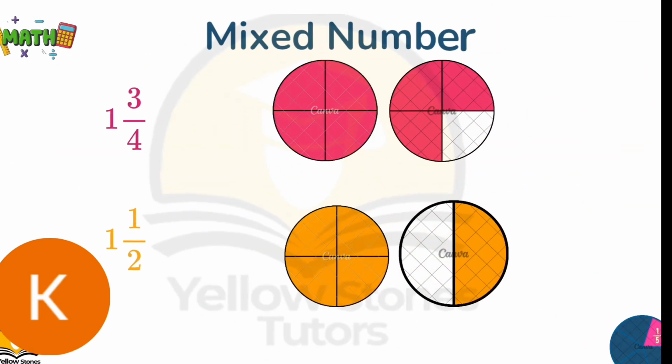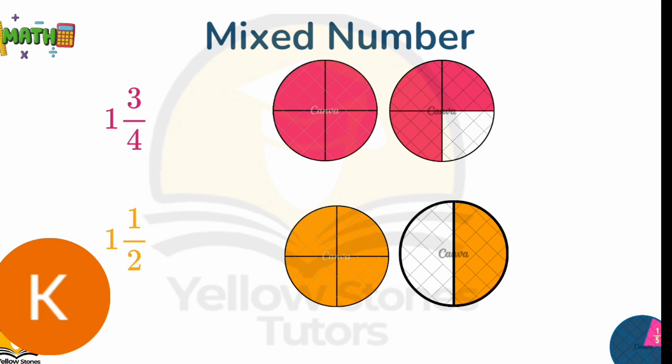So we are going to talk about an illustration of types of fraction. The first one is mixed number. The mixed number is 1 whole number 3 over 4. You can see the representation on a chart. So how is a mixed number written? It combines a whole number and a proper fraction.